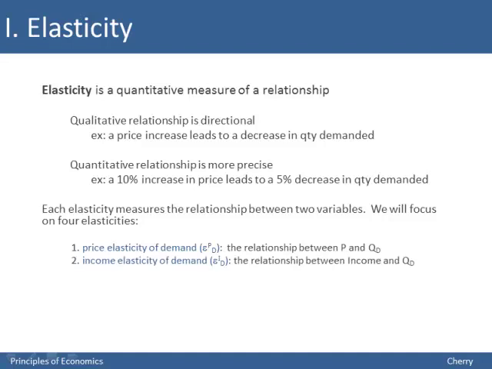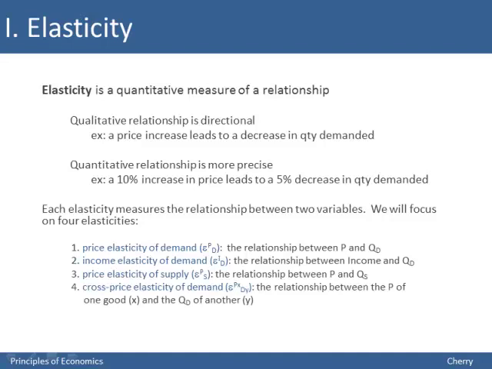Then we're going to have income elasticity of demand, and that gives us the relationship between income and quantity demanded. And then we're going to have price elasticity of supply, and that's the relationship between price and quantity supplied. And then we're going to look at cross price elasticity of demand. And this is going to look at the relationship between the price of one good and the quantity demanded of another good.